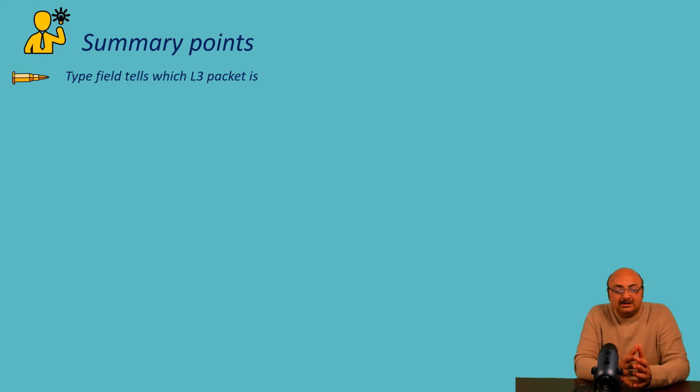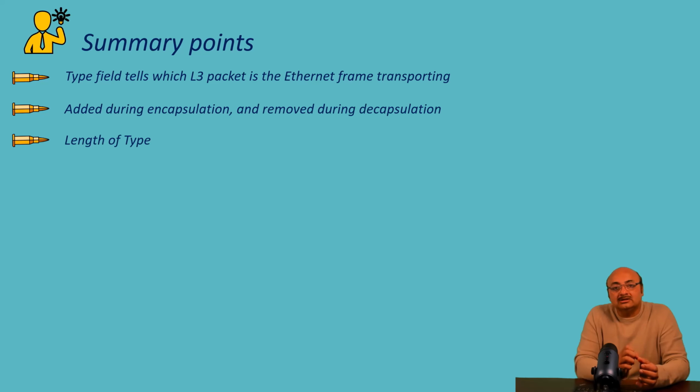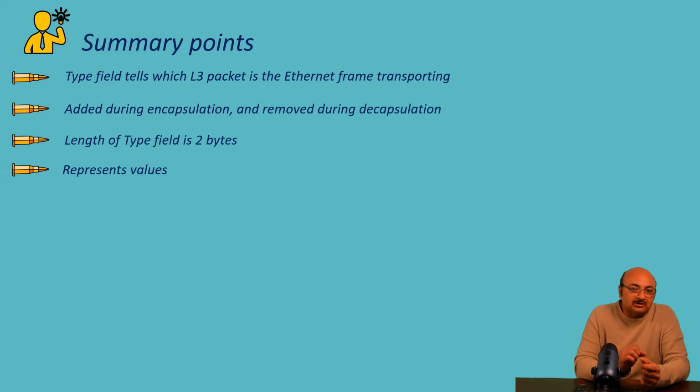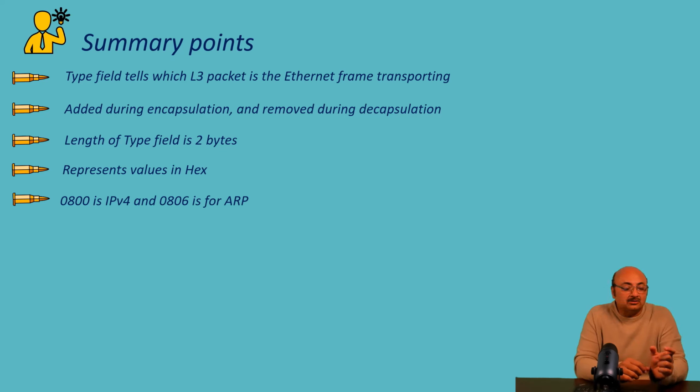The type field tells us which layer 3 protocol's packet the Ethernet frame is encapsulating and transporting. The type field is added on the transmitting side by the data link layer, and it is removed by the data link layer on the receiving side. Added during encapsulation, removed during decapsulation.